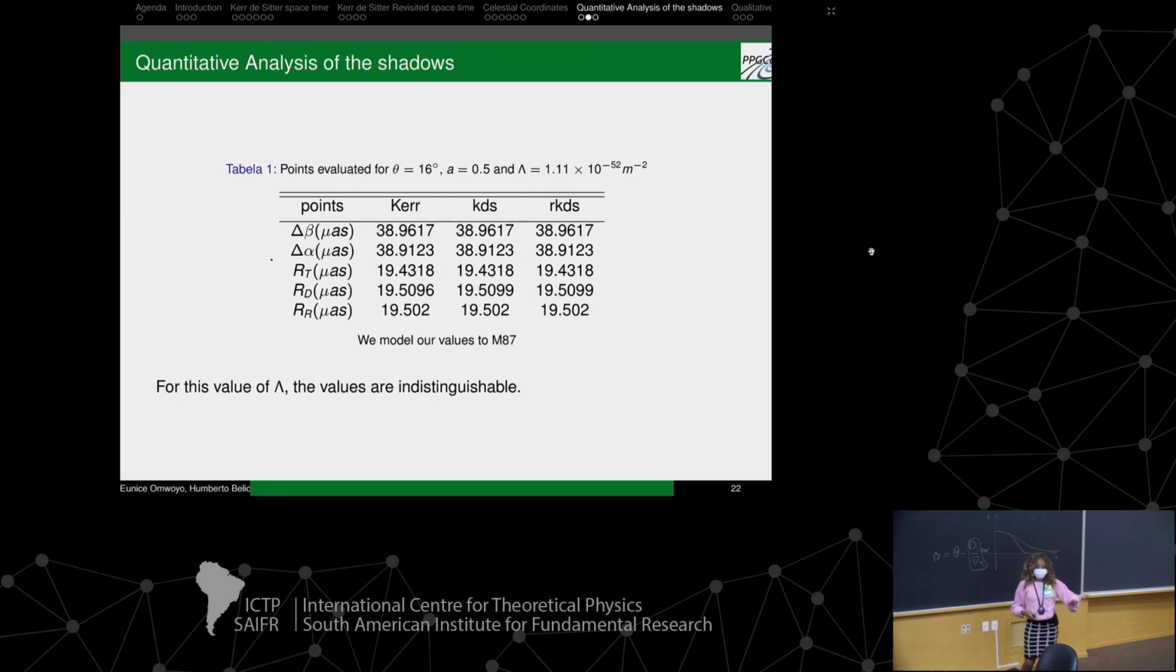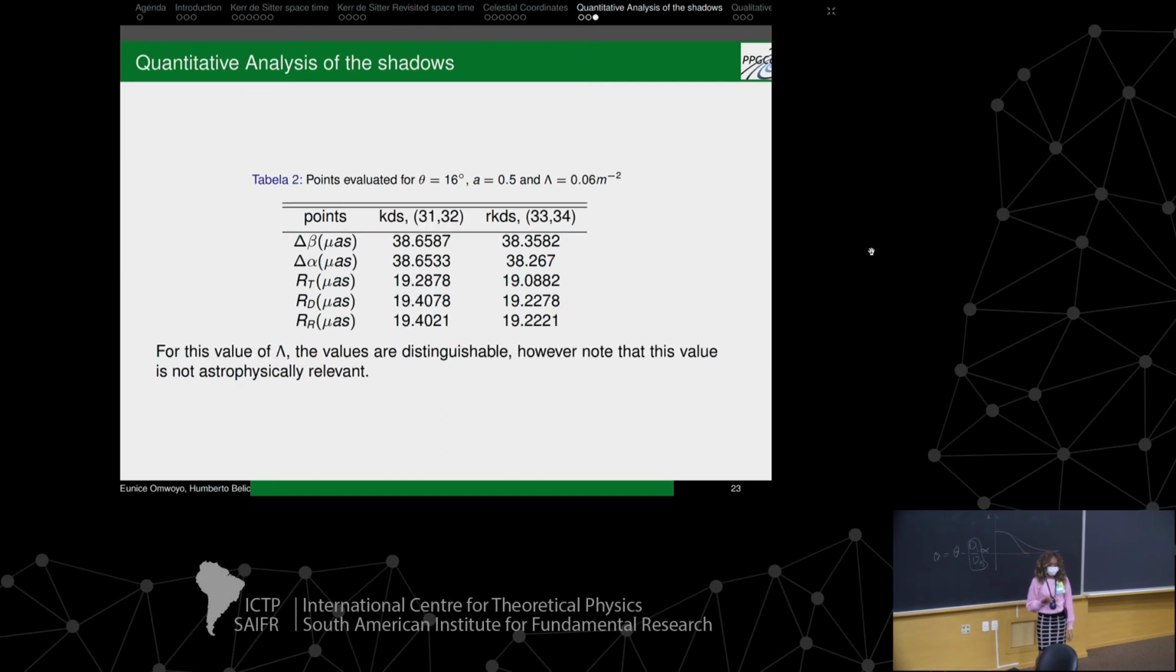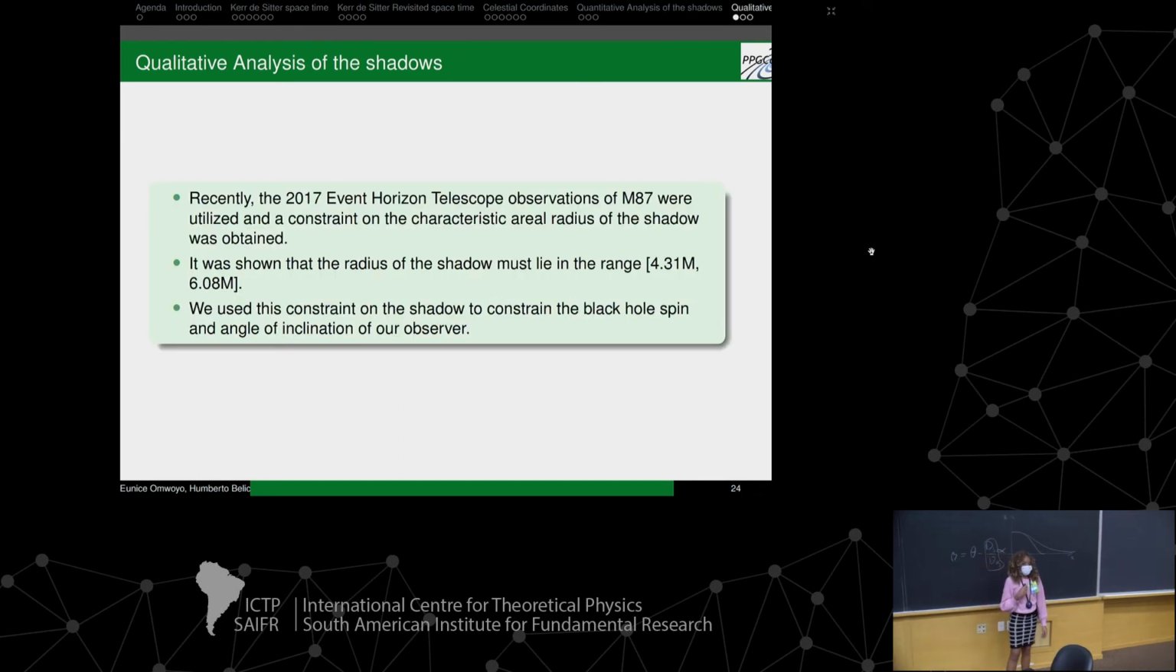We modeled this result to M87 results, and we find that for this astrophysically relevant value of the cosmological constant, the values are indistinguishable. They are only distinguishable when we use a larger value of the cosmological constant, but this is not astrophysically relevant. And then on the qualitative analysis of these shadows, we used the Event Horizon Telescope.